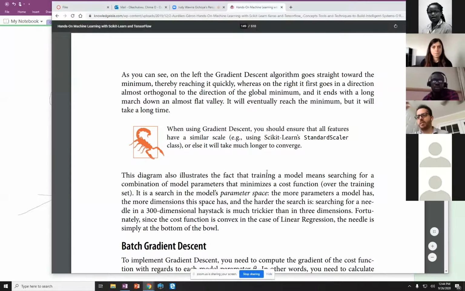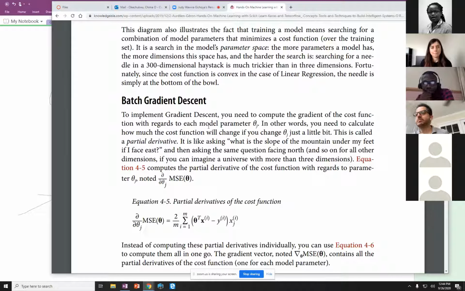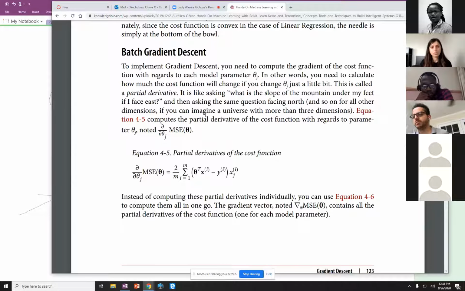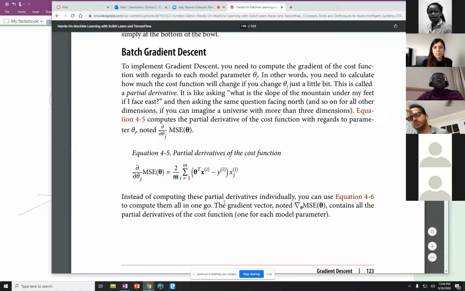That would lead us to this next part, where there are 3 forms of gradient descent: batch, mini-batch, and stochastic. Where they all differ is how much of your total training set you pick. You have a big training set, and with batch, you're using your entire training set.